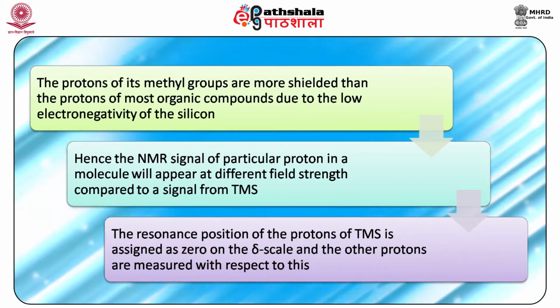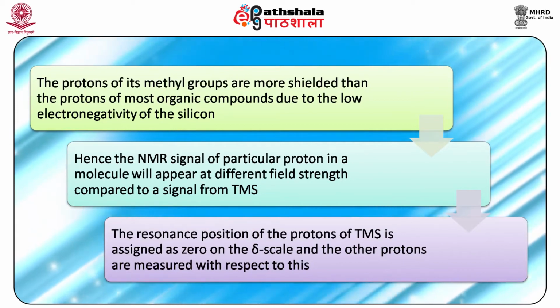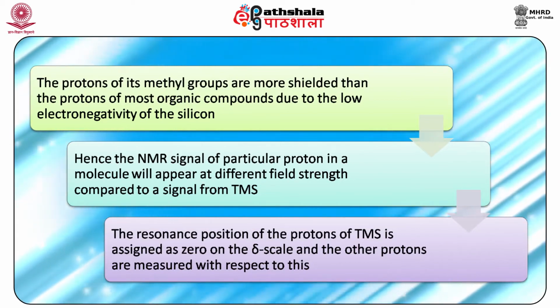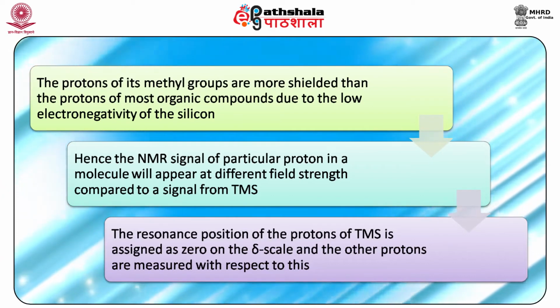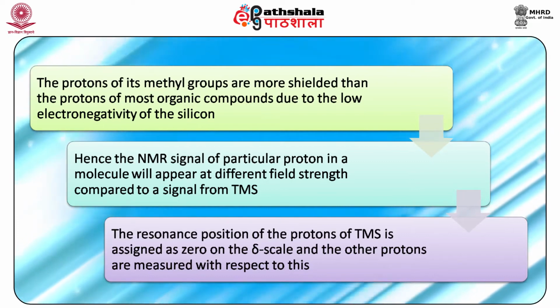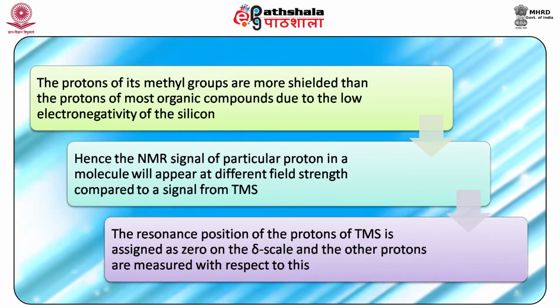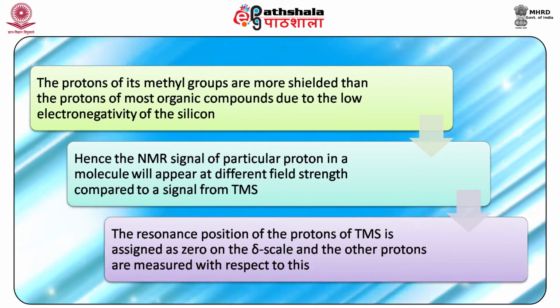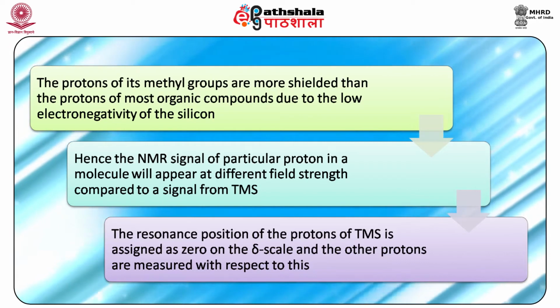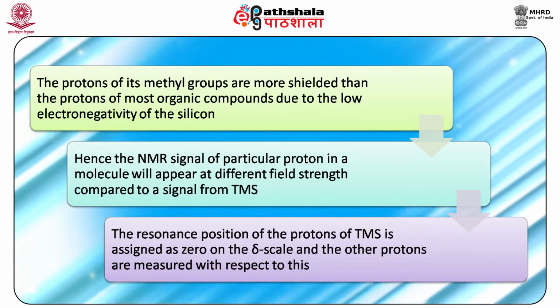The protons of this methyl group are more shielded than the protons of most organic compounds due to the low electronegativity of the silicon atom. Hence, the NMR signal of a particular proton in a molecule will appear at a different field strength compared to the NMR signal from TMS. The resonance position of the protons of TMS is assigned 0 on the delta scale, and the other protons are measured with respect to this position.